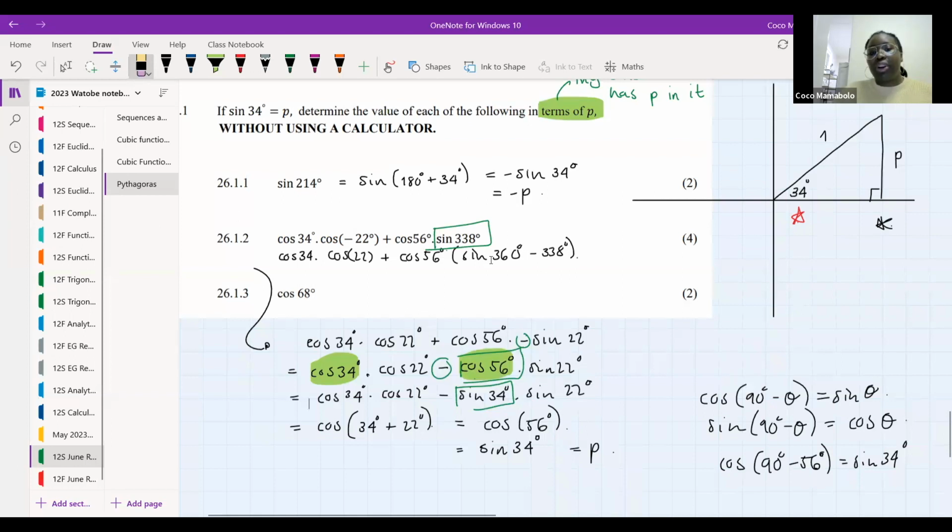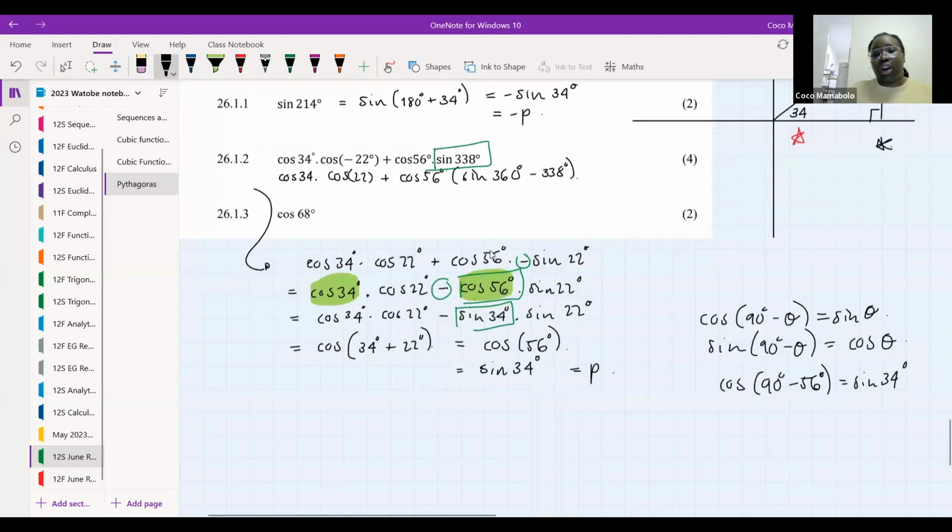All right, then we're going to notice with 26.1.3 that cos of 68 degrees is the double angle. This is equal to the same as cos of 2 times 34 degrees, right? And this can then translate to any of the cos angles that we have, right? So yes, double angles. So then we're going to rewrite this however we want.